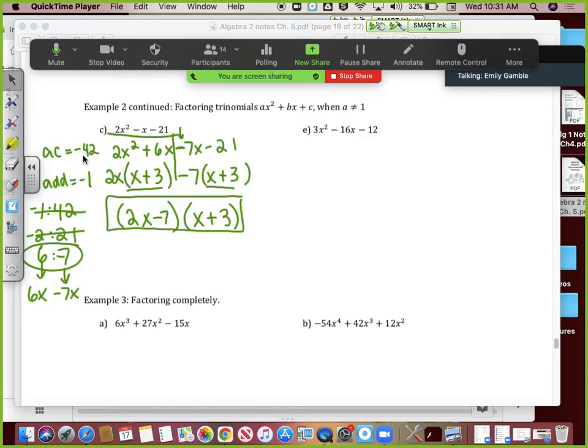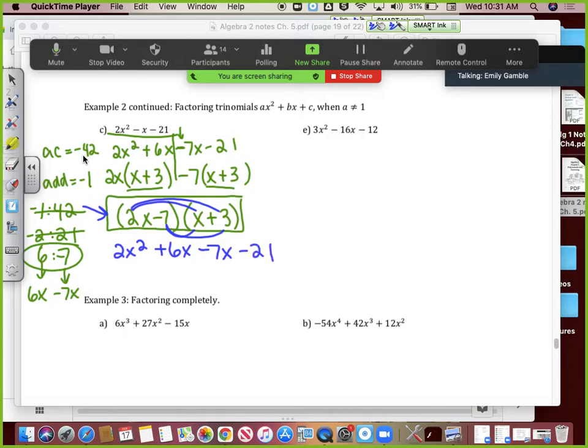Now, let me just show you what's happening when I go to factor this. So if I was to do the opposite, if I gave you this problem here and I said simplify this and put it in standard form, you would use the foiling method and you would multiply 2x times x and get 2x squared, 2x times 3 and get 6x, negative 7 times x and get negative 7x, negative 7 times 3 and get negative 21.